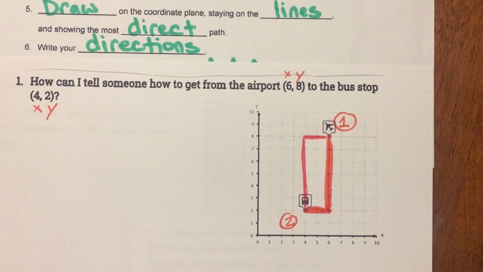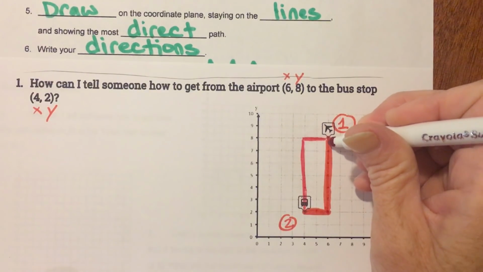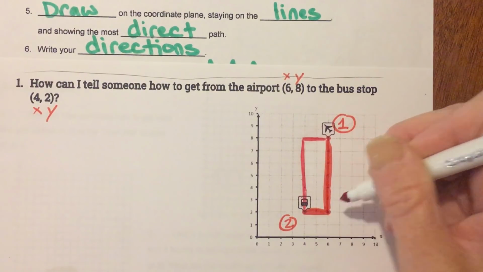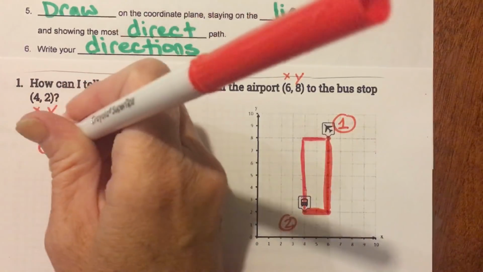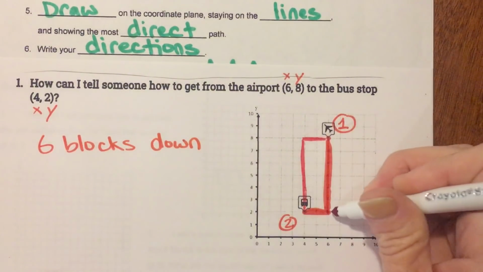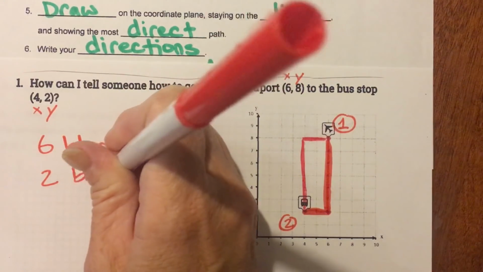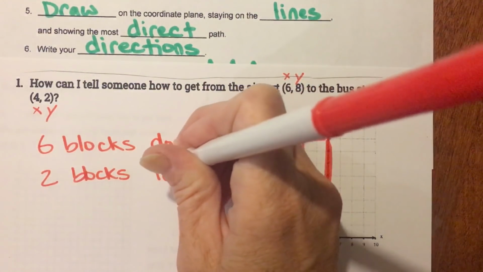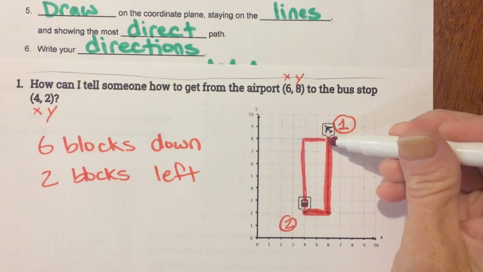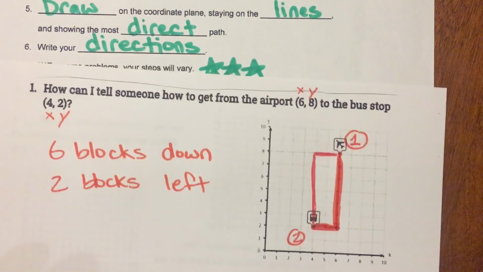I'm gonna write my directions. How did I get there? Well, let's see. How many blocks? And blocks are, I'm counting these little stops. So this was 1 block, 2, 3, 4, 5, 6. So you're gonna go 6 blocks down. And then I'm here, 1, 2 blocks left, because that's my left, if you remember your left. So I went 6 blocks down and 2 blocks left, and that's my answer. Okay, let's look at another one.